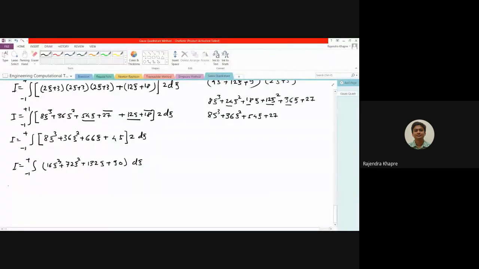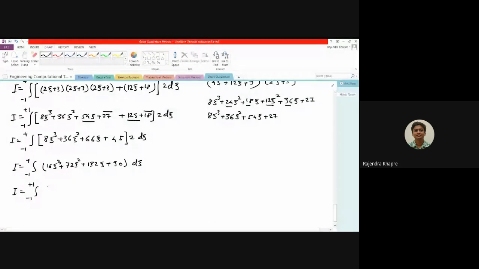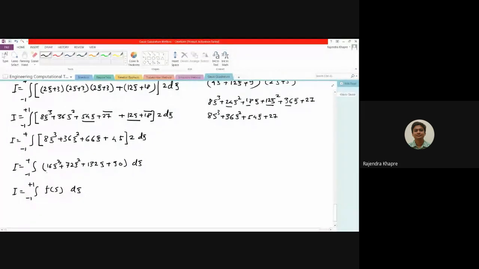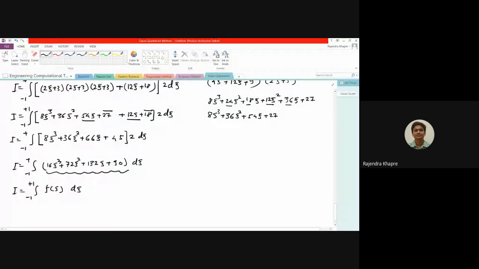So basically what we have done, we have rewritten the given equation into something like f of xi into d xi, where this much portion is nothing but your f of xi. Is it okay, student? Yes, sir. Okay. So now use 3-point integration. Let me use 3-point integration directly.